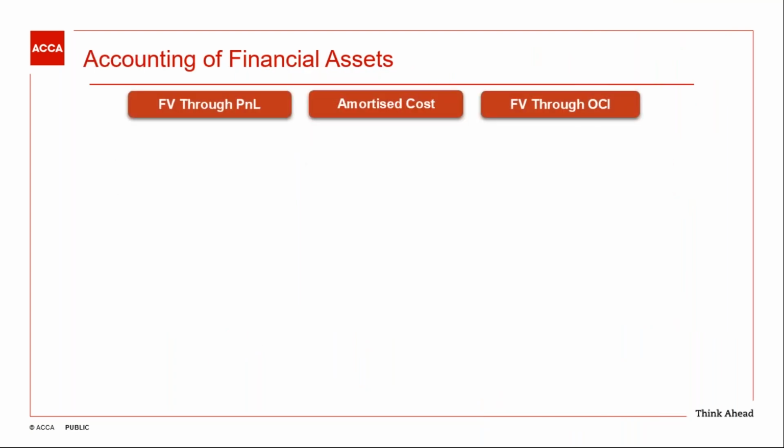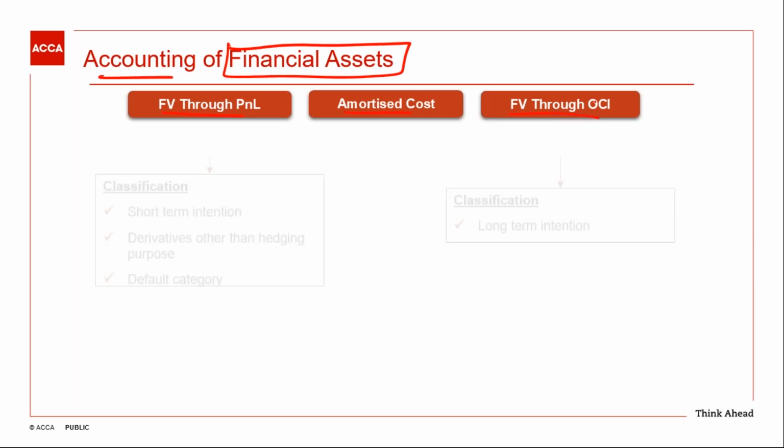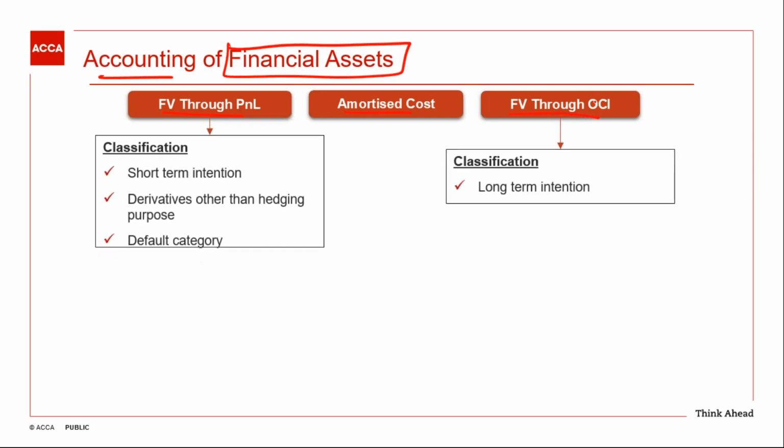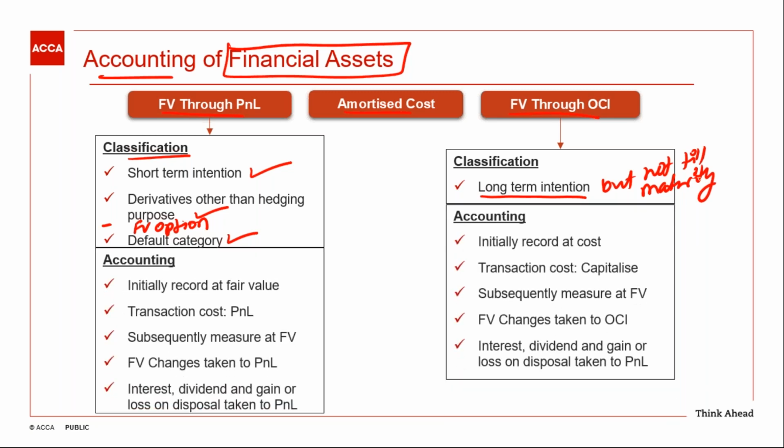Okay, now we are discussing the accounting of the financial assets, and we have three categories: fair value through P&L, amortized cost, and the OCI. This is what we have already discussed: the rules for the classification, the short term, the derivative, the default, the fair value option. For OCI, our intention should be long term, but not till maturity. For debt, the next thing that we need to discuss is the accounting.